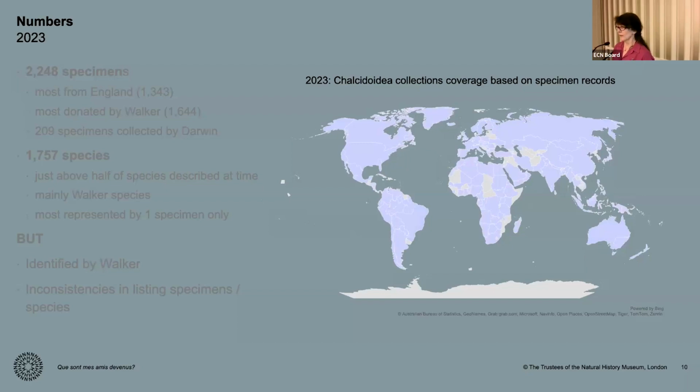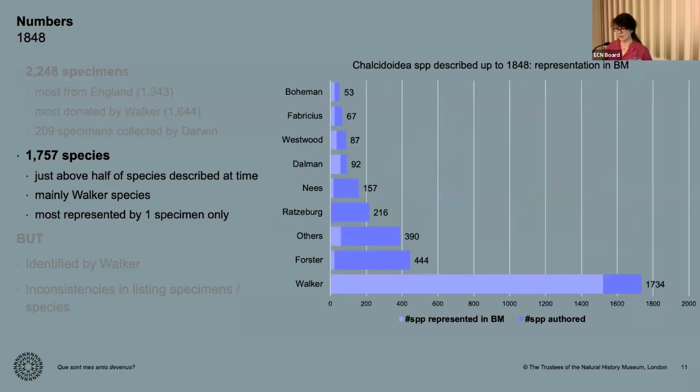And we don't have, of course, a list of all our specimens in our collection, but just using specimen records with country-level collecting data, this is the coverage map we get from the collections today. So you can see there's been some improvement. And that's just under 1,800 species in the catalog, which was just above half of the species described at the time. And again, they're mainly Walker species.